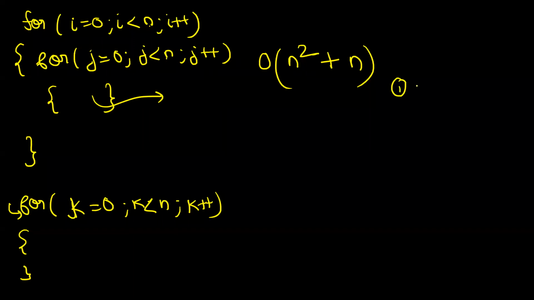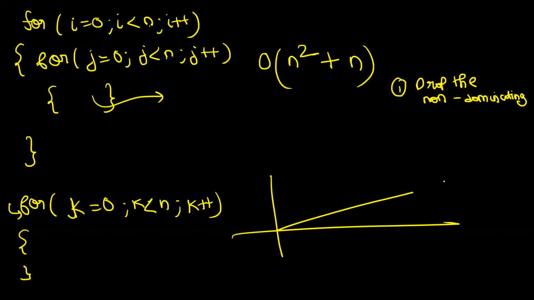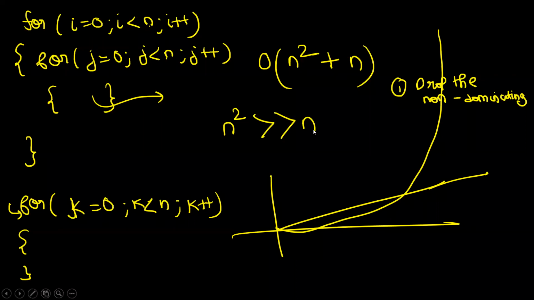The first rule is you drop the non-dominating terms. What do I mean by this? See guys, at very, very large values of n, look at the graph. n is like this and n square grows like this. So at very, very large values of n, can I say that n square is much, much greater than n? Take very, very large values of n. You will see that n square is much, much greater than n. So I can neglect this n.